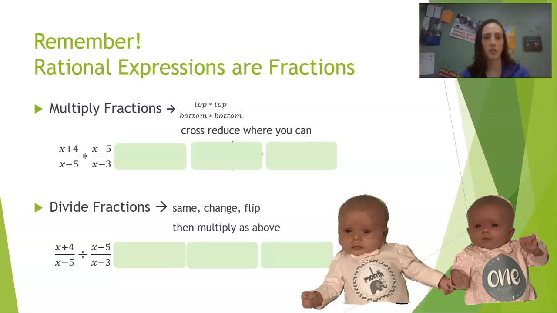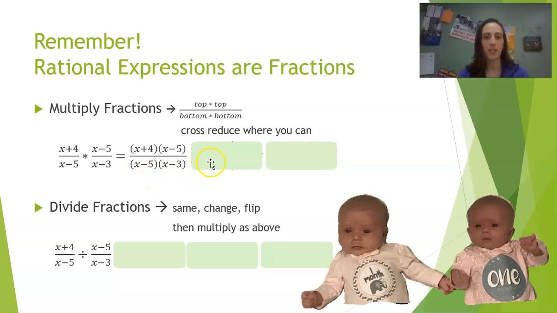Remember, as we work with rational expressions, that they are fractions. So when we multiply fractions, we multiply the top times the top and the bottom times the bottom, and then we cross-reduce where we can. So for example, if I was multiplying the rational expression x plus 4 over x minus 5 times x minus 5 over x plus 3, then what I want to do is go ahead and just multiply. My top is getting multiplied by the top and the bottom is getting multiplied by the bottom.